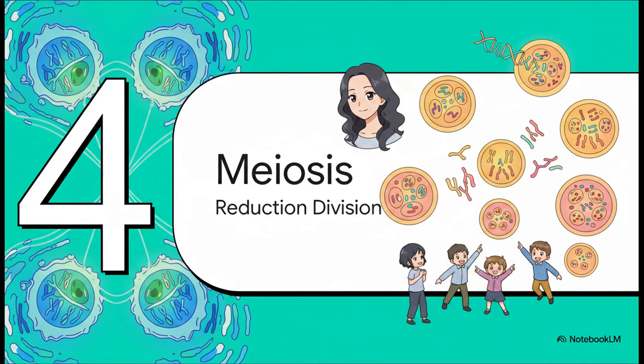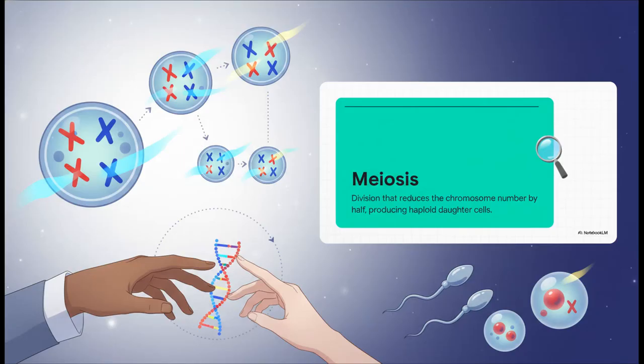All right, section 4, meiosis and the creation of unique gametes. Now, if mitosis is about perfectly maintaining the status quo, meiosis is about shaking things up for the next generation. Unlike mitosis, meiosis is a reduction division. It's specifically designed for sexual reproduction, and it cuts the chromosome count squarely in half to create gametes.